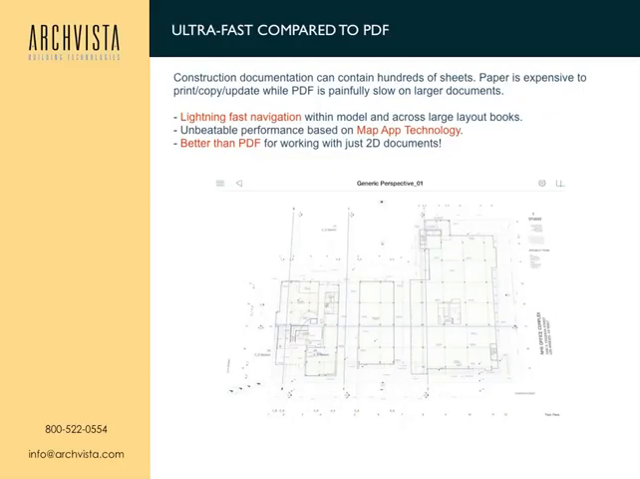And finally, it's really fast. Compared to PDFs, it is lightning fast. If you ever use PDFs within a model and across large layout books, it can sometimes be a struggle. This is amazingly fast on mobile devices. It uses something called map app technology, and it is just wonderful to use. So I would highly recommend going to the App Store, downloading it, and taking a look at it. Certainly something that's useful for both 3D navigation, 3D presentations, as well as for the connection to your 2D documents.